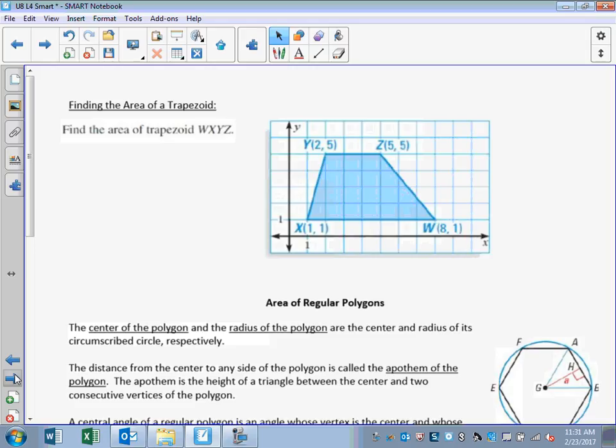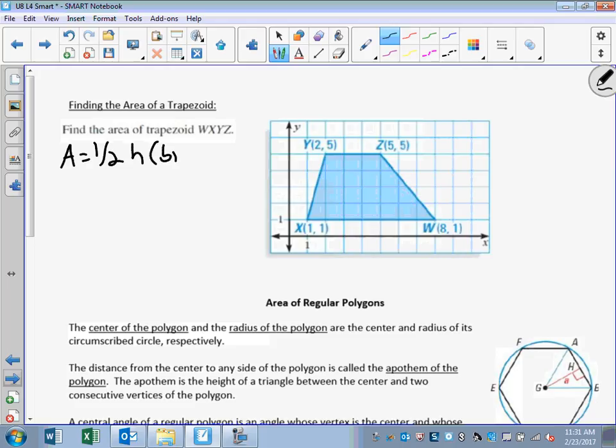Now, it's easier when it's on a coordinate plane because we can find the height by just counting. So, the area for a trapezoid is 1/2 height times B1 plus B2. Now if we count from here to here, we can see that the height is 4. And if we count over, you can see that the base at the top is 3 and the base at the bottom is 7.